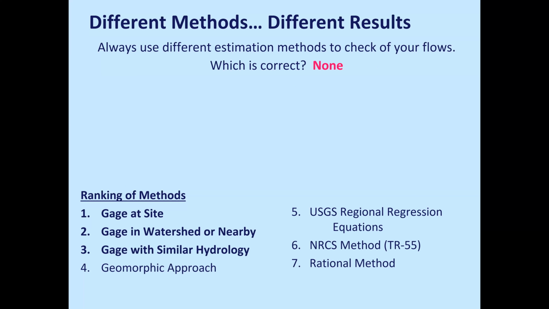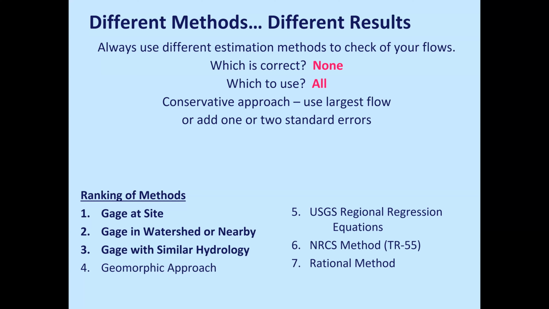Which is correct? None. Which one to use? All of them. And if possible, try to use a conservative approach. You could use the largest flow, or add 1 or 2 standard errors. And if you're going to go with a smaller flow, try to understand why a certain estimation method was showing too high, rather than just going with what you're thinking is the correct one.